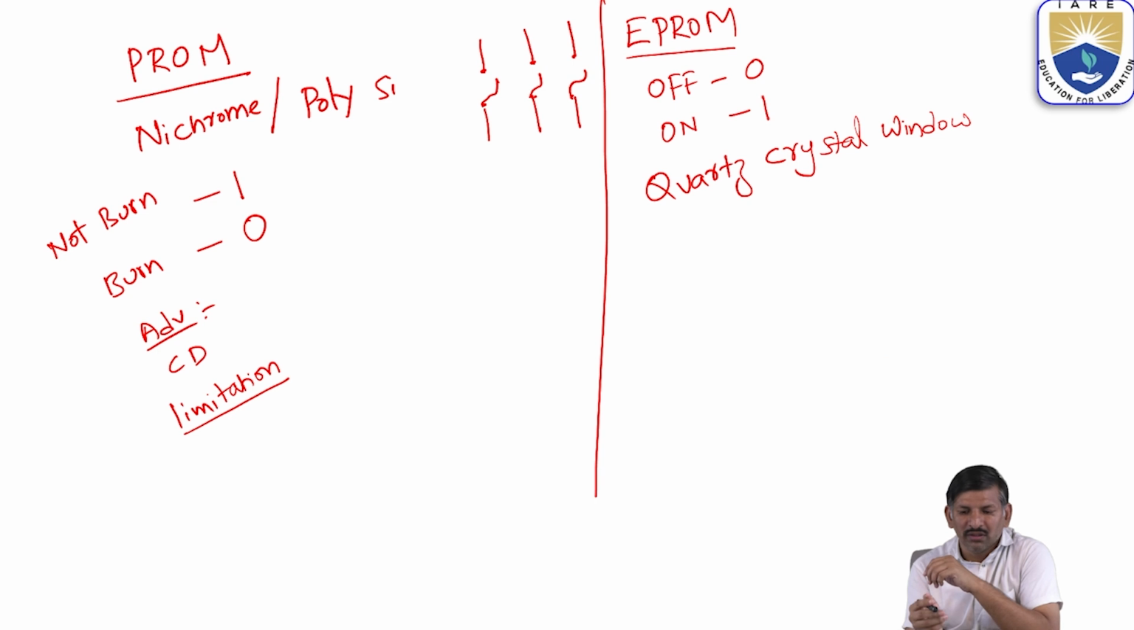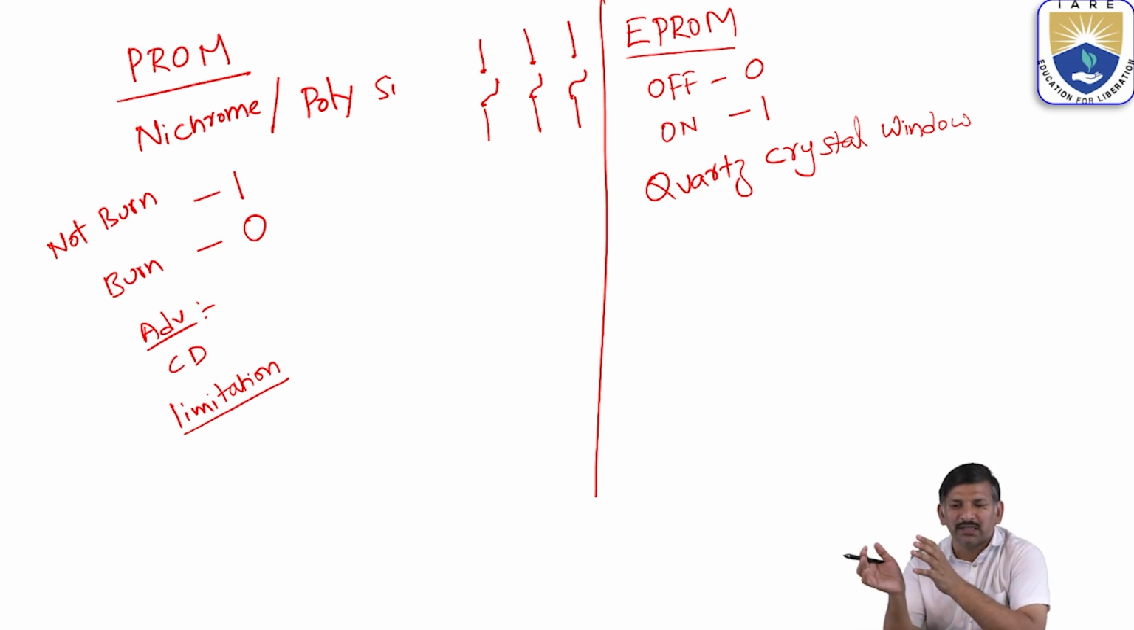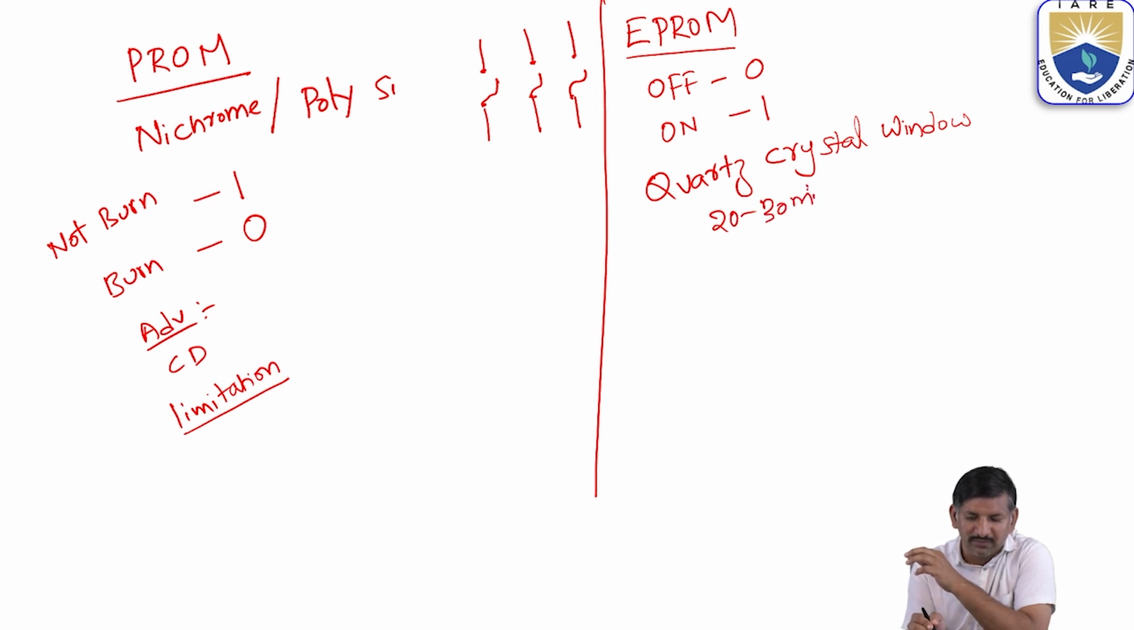Okay. EPROM contains a quartz crystal window for erasing the data. The quartz crystal window is removed from the circuit and exposed to ultraviolet rays for 20 to 30 minutes to erase the data.